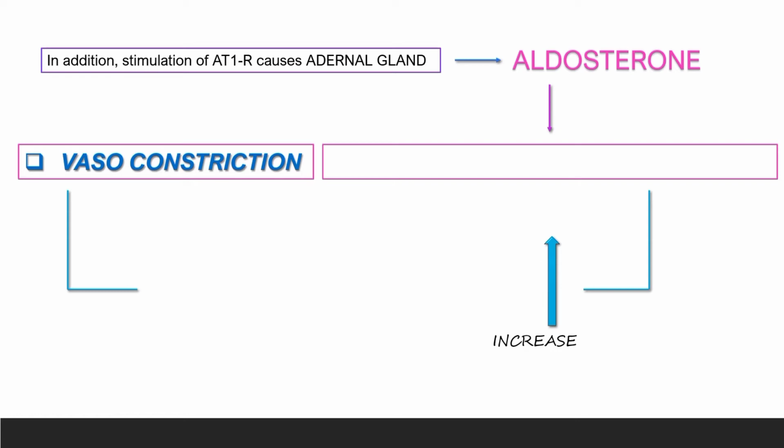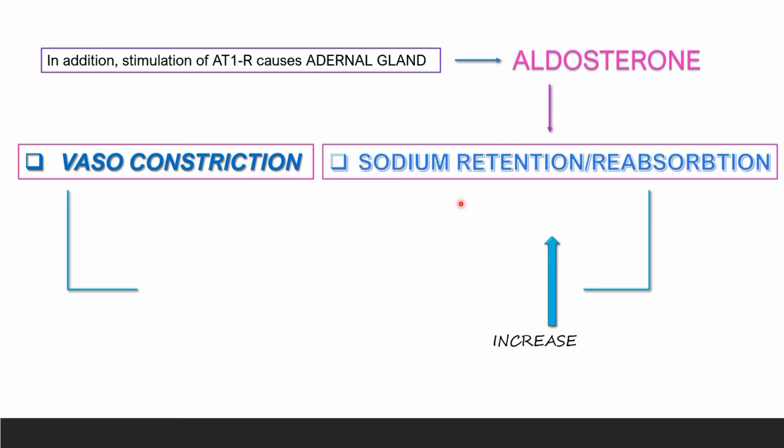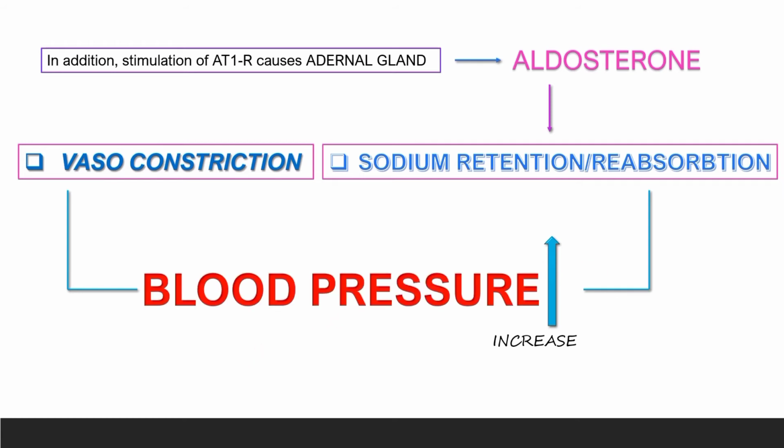We know that aldosterone is a sodium retentor, or sodium reabsorber. Sodium is retained from the urine, sweat glands and blood, making the extracellular fluid highly osmolar. So sodium retention, sodium reabsorption and also vasoconstriction, these two ways help to increase what? Blood pressure. So now the blood pressure is increased.